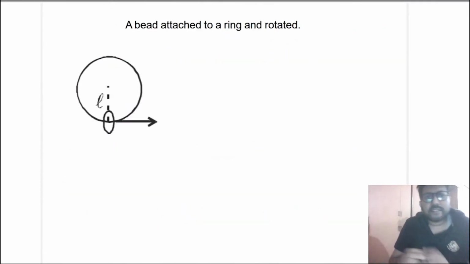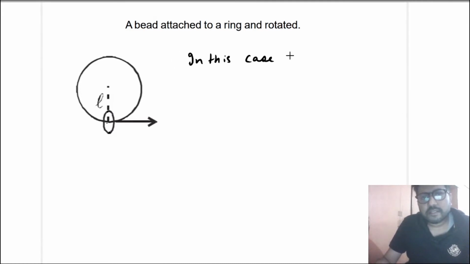the next case is a bead attached to a ring and rotated. So this is a bead and this is a ring and you are giving a velocity here. Now in this case what will happen? In this case the ring can get a normal from both the sides. That means in this case the normal cannot become 0, because if one side normal tries to become 0, the normal will start acting from the other side.